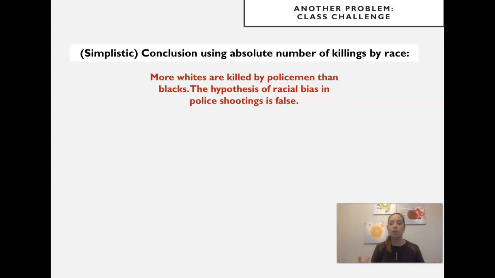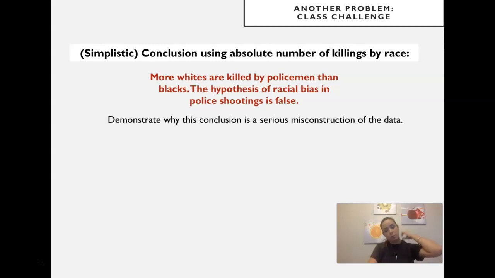So we're working on a challenge based on data reports on police shootings in 2015. The data shows that more white individuals are killed by policemen than black individuals. And the hypothesis that somebody may raise based on this data is that the hypothesis of racial bias in police shootings is just false. And our challenge is to show that this is a simplistic conclusion based on data.